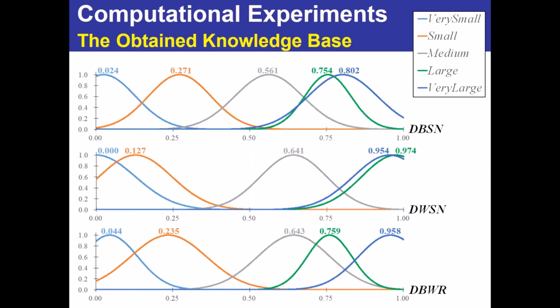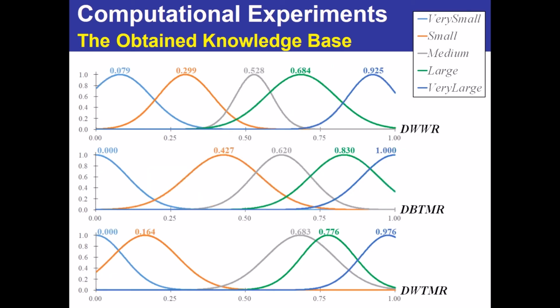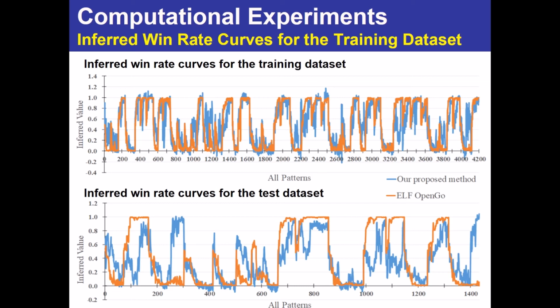These plots show the obtained knowledge base in the final generation. We can see that the shapes of membership functions were tuned to optimize the fuzzy inference system. These figures show the inferred win rates for the training dataset and the test dataset. As you can see, several parts of the test dataset are difficult to infer. Similar results were observed in some trials.